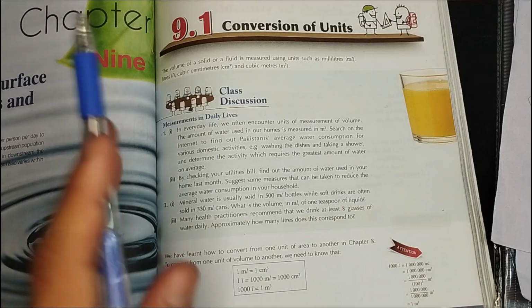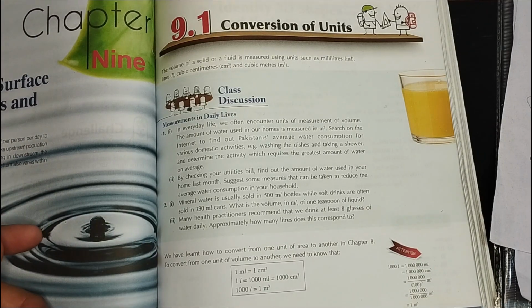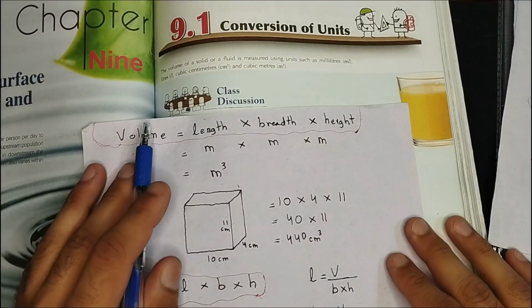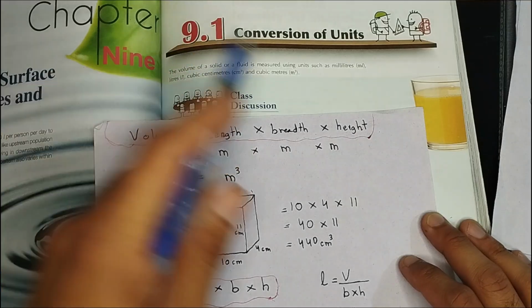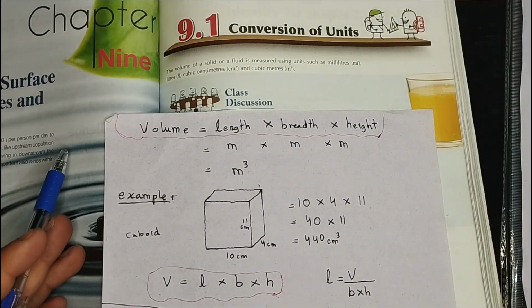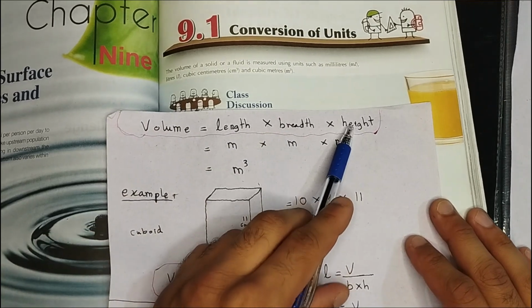Now we're going to be dealing with formulas. This is again very important, so you need to pay attention and remember these things. Volume is equal to length multiplied by breadth multiplied by height. Just like area is equal to length multiplied by length, we've done this, right? Volume is going to be equal to length multiplied by breadth multiplied by height.